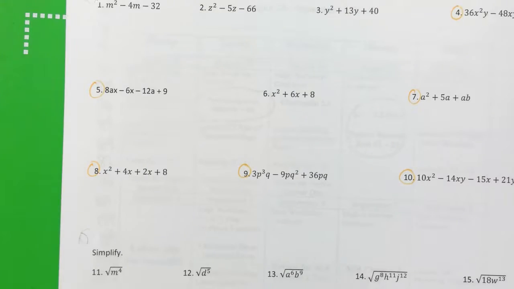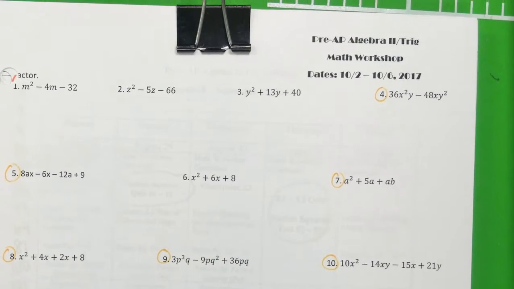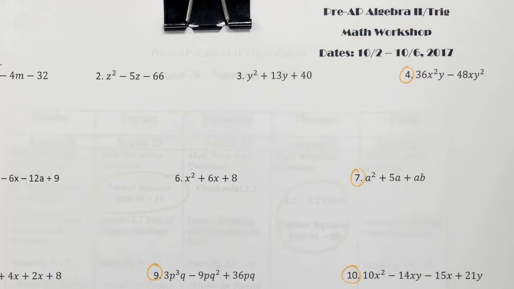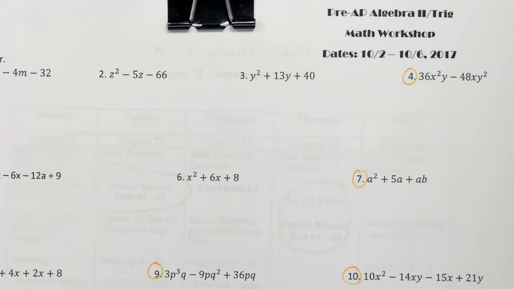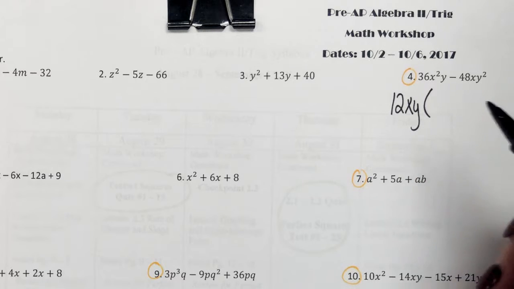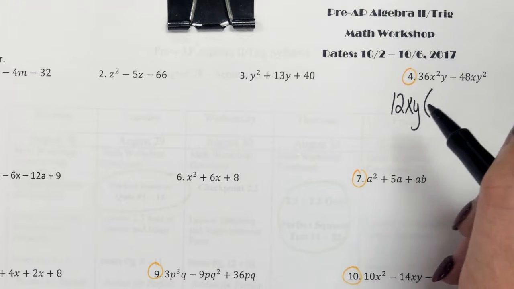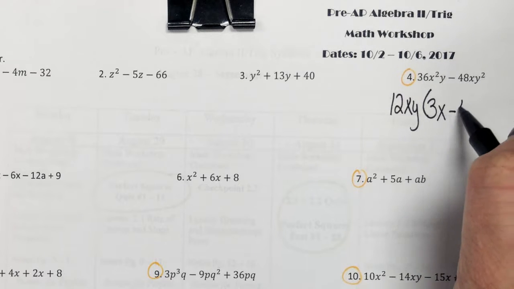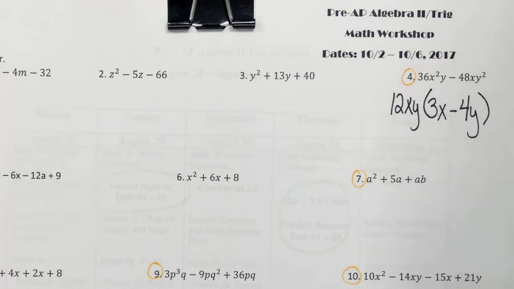How many terms does number 4 have, guys? 3. Number 4 definitely does not have 3. It has 2. So when you have 2 or 3 terms, how do you factor those? Greatest common factor. So what is the greatest common factor that goes into both of those? 12xy. Perfect, very good. All right, so what is 36 divided by 12? 3. 3x minus 4y. Perfect, we're done with that one.